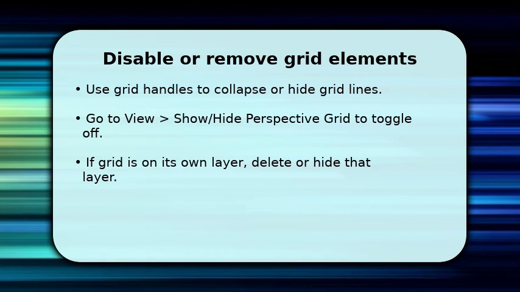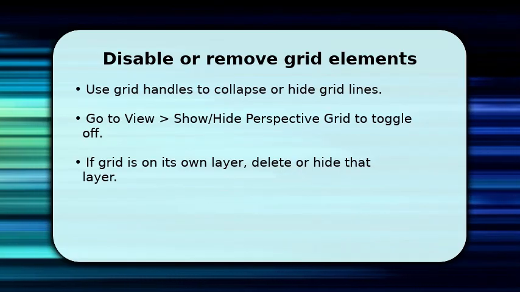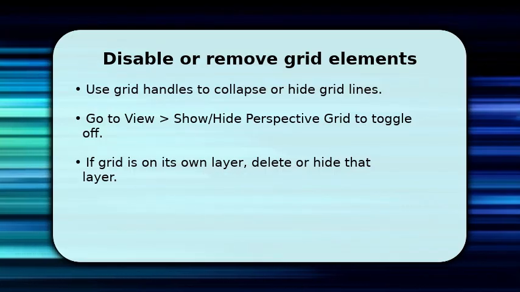Now remove the grid without affecting your artwork by either collapsing it with the on-canvas handles or using View, Show/Hide Perspective Grid to turn visibility off. If the grid is embedded as vector guides, select those guide objects and delete them. Make sure you're not selecting artwork.